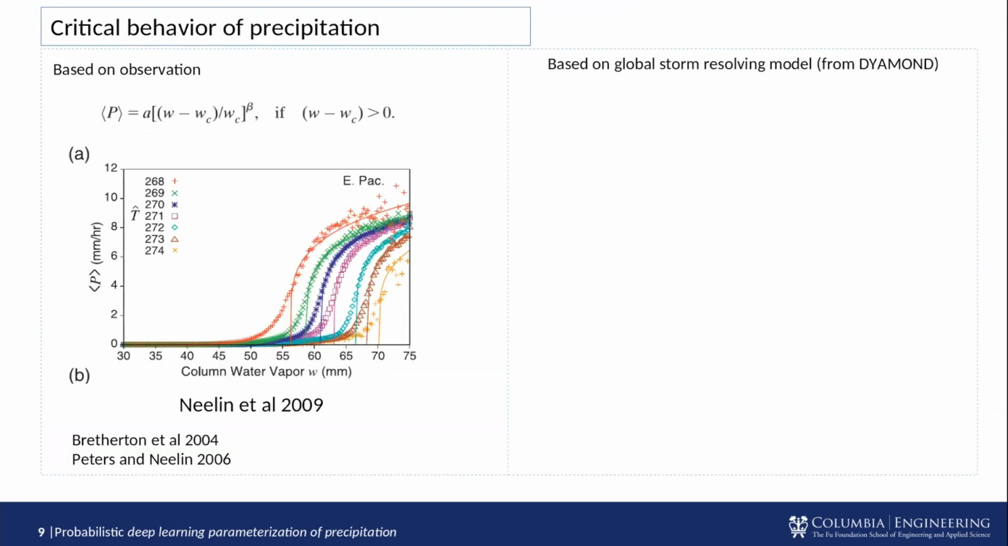So before getting to the methodology, I also want to show those plots from Neelin that look at precipitation from observation. What they do is condition precipitation on column water vapor and free tropospheric temperature. So they bin the column water vapor and they average precipitation over bins. And they show that mean precipitation has a simple power law dependency on column water vapor, and it increases rapidly at a threshold. So now we want to use this as a benchmark to evaluate our prediction of precipitation.